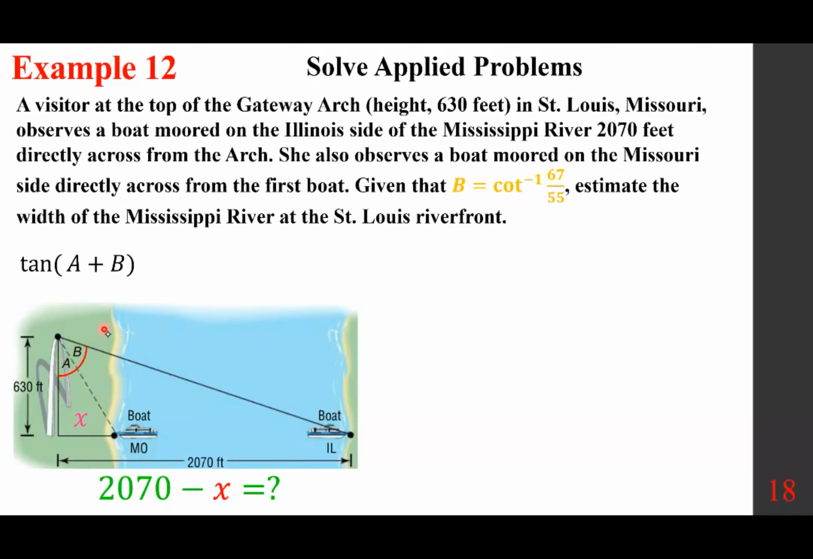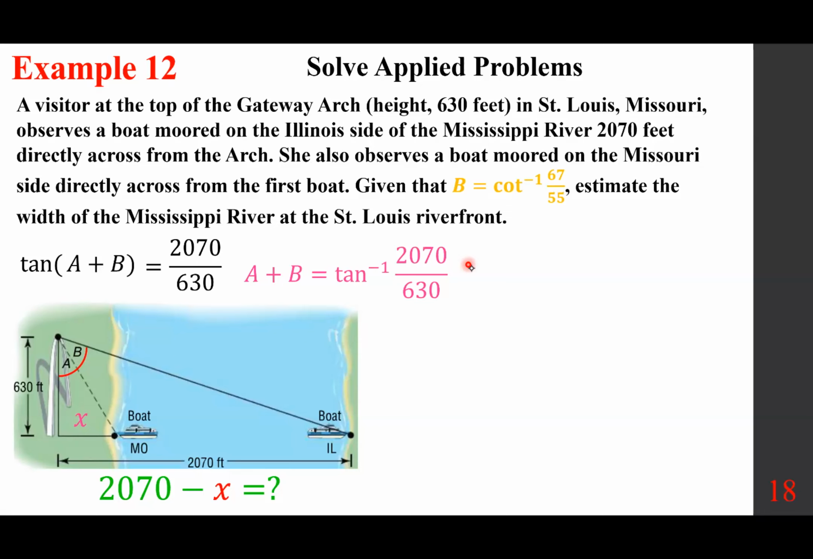And I can find the tangent of this whole thing A plus B because it's the opposite, which is 2070 feet, over the adjacent, which I have to be 630. So we can find the total angle here using this formula. So what is A plus B? It is the tan inverse of this. Now later on, we're going to use the calculator to come up with the answer. Of course, you can drop a 0 here.